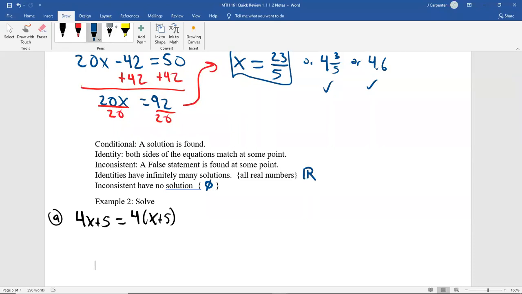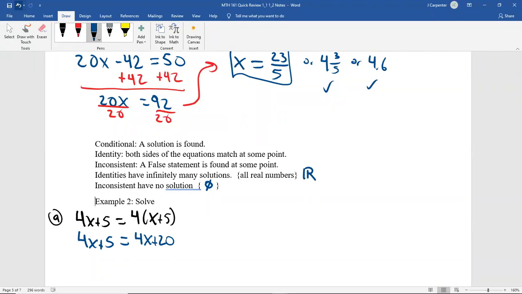First step, distribute or combine like terms. Well, there's a distribution we can do. We can give that 4 to both of those. So let's do that. So we'll get 4x plus 5 is equal to 4x plus 20.